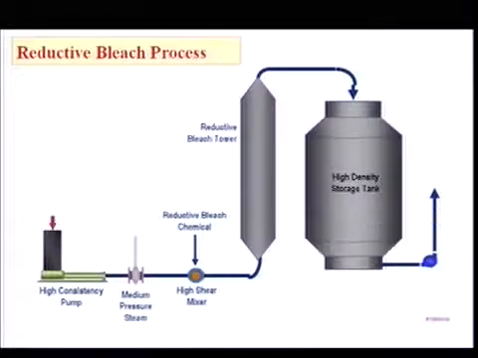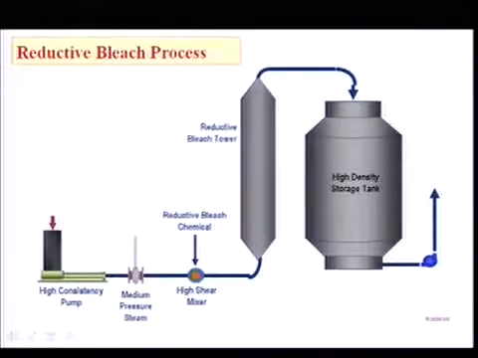Here is a typical flow sheet for reductive bleaching. Your pulp comes into a standpipe, 10 to 12%. You pump it. Normally, there is a degassing pump attached to this pump to take away the residual air that is present in the system. So, the air will not go and take away your chemical. Then you have the medium pressure steam added to raise the temperature. Now, you add your FAS or hydrosulfite into the high shear mixer and pump it up to the tower.